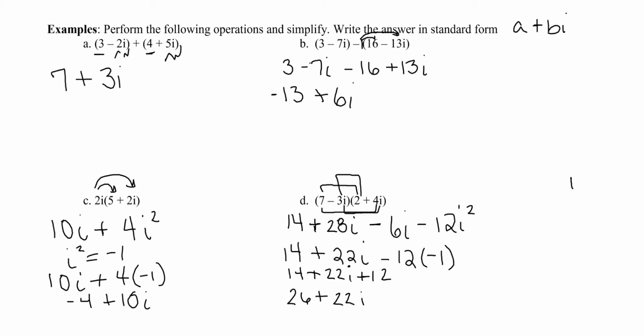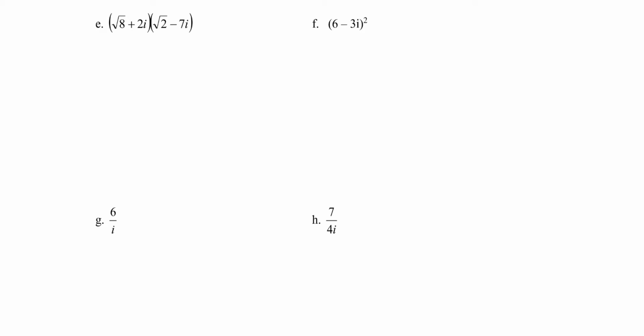All right, we're going to continue with our multiplying. For E, we're going to multiply two binomials together. So again, I'll do FOIL. And I have, first, I'll do the square root of 8 times the square root of 2, which 8 times 2 will give me 16. So I have the square root of 16, and I'm going to simplify later.